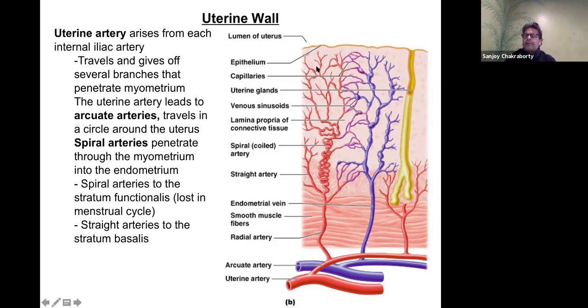the functionalis layer. Now during menses, the spiral artery sheds off. That's why menstrual flow is accompanied by some blood loss. So the spiral artery from the functionalis layer is going to shed off. The straight artery remains there. The spiral arteries to the stratum functionalis are lost in the menstrual cycle. Straight arteries supplying the stratum basalis stay there. So every single time, the spiral arteries are the ones that are going to regrow. Straight artery is the one that's going to stay.